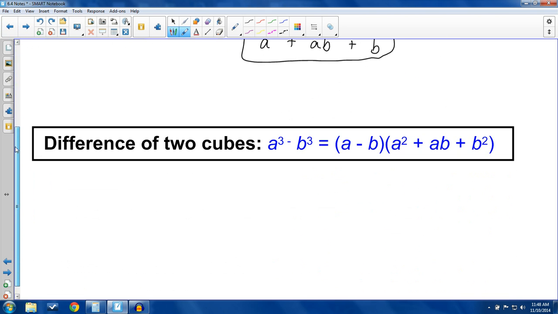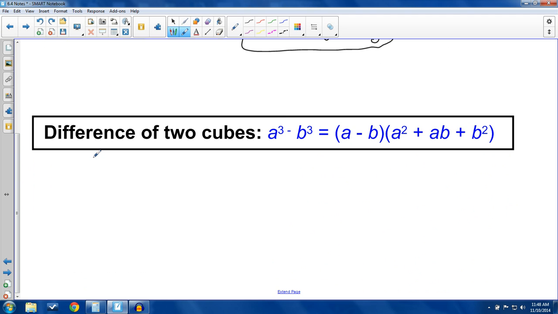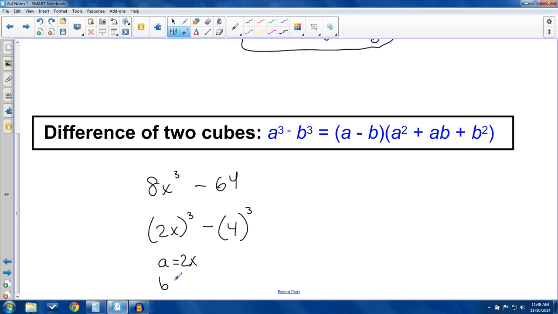And yeah, there's that. So I'll just give you an example of why we're doing it before I sign off here. Let's say we had, let's do 8x cubed minus, let's go 64. Okay. The idea behind this is that you have an a cubed. The cube root of this is 2x quantity cubed. So the cube root of 64 is 4. So here's your a value, and here's your b value. So we can simplify this.